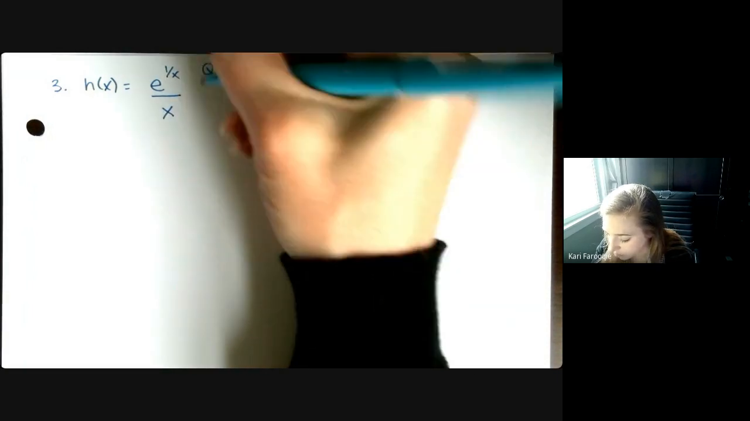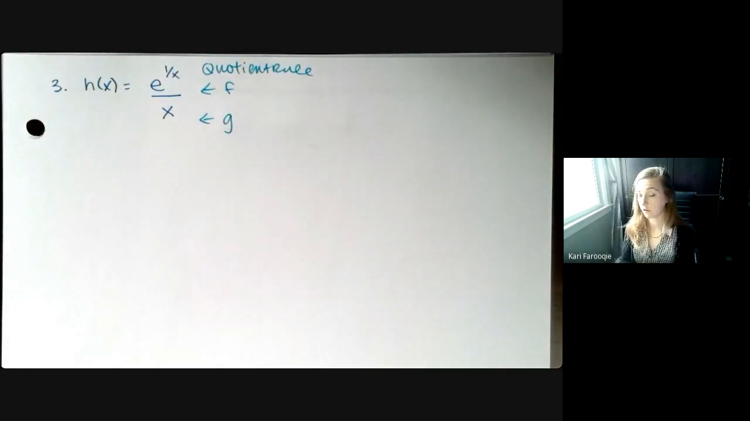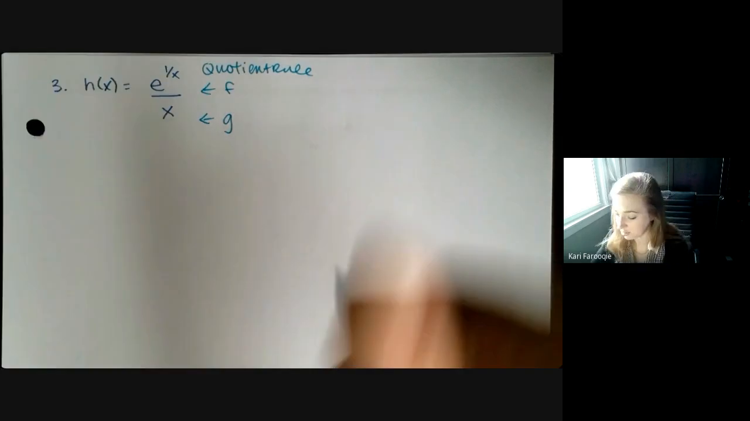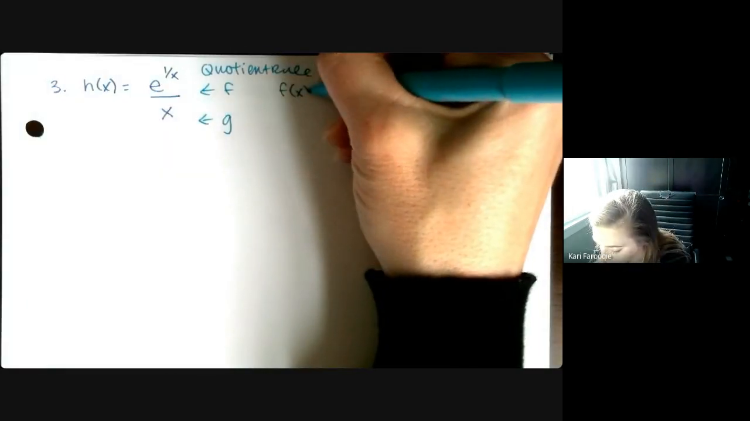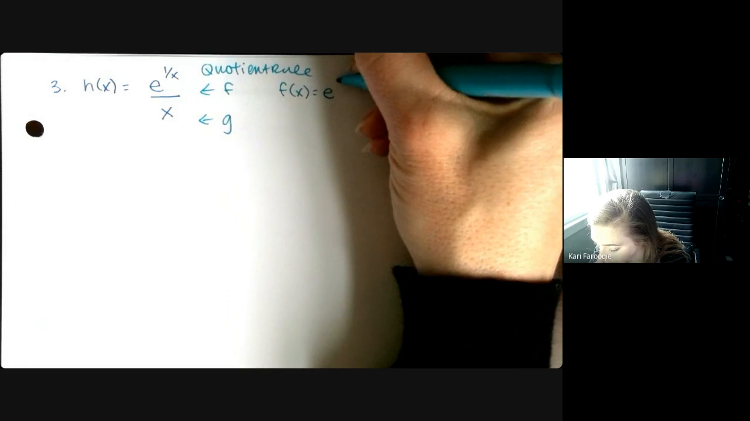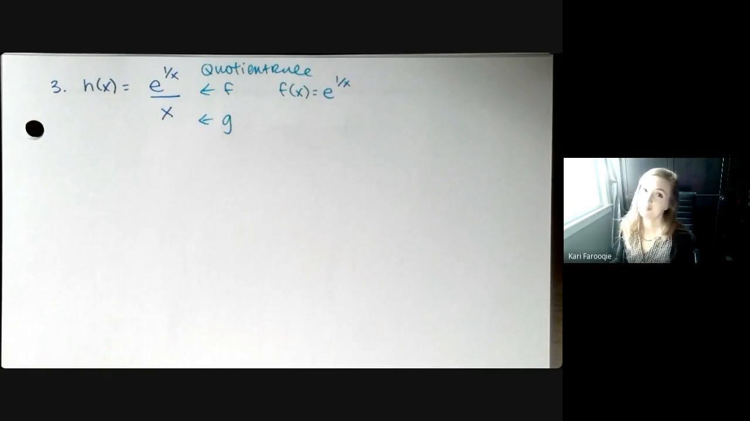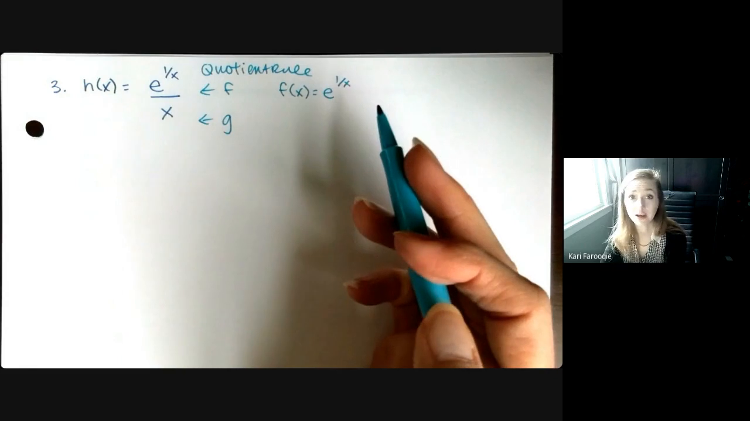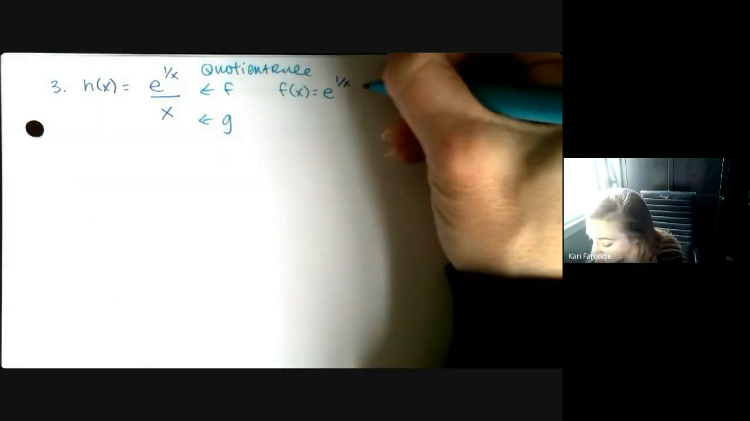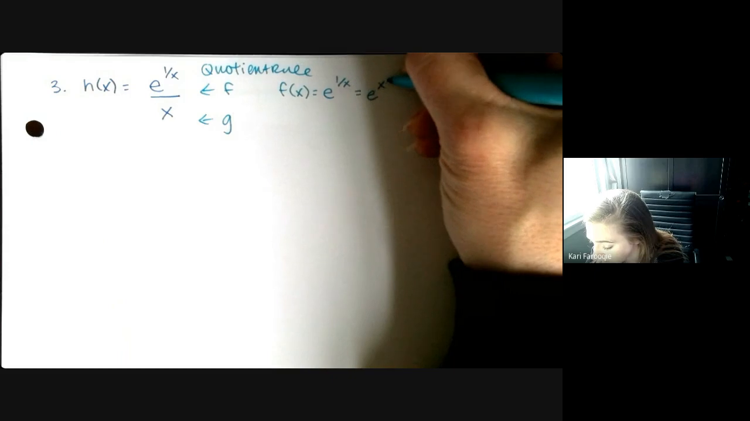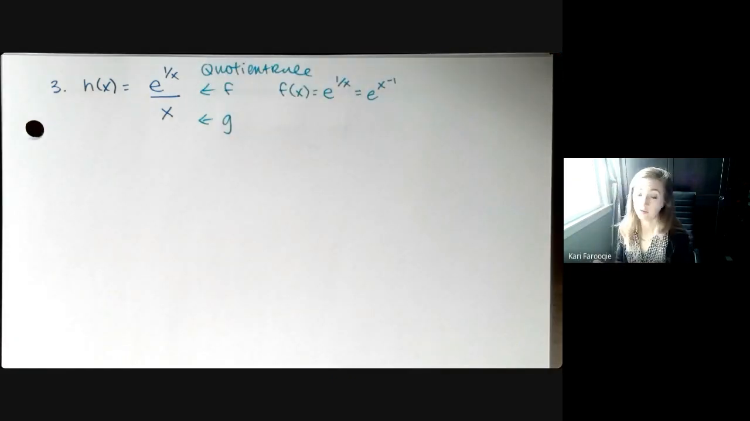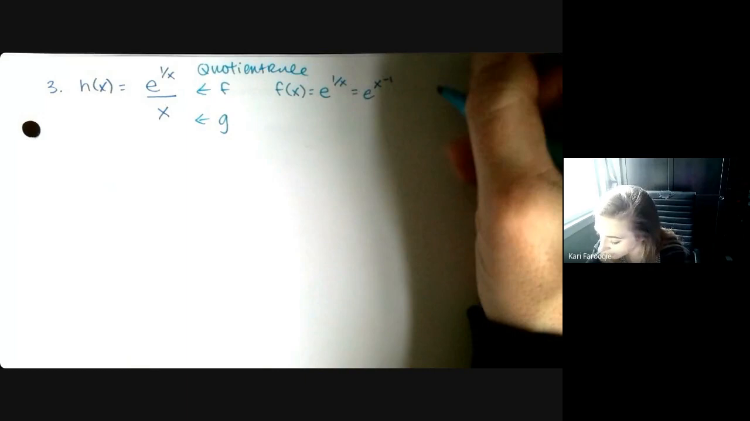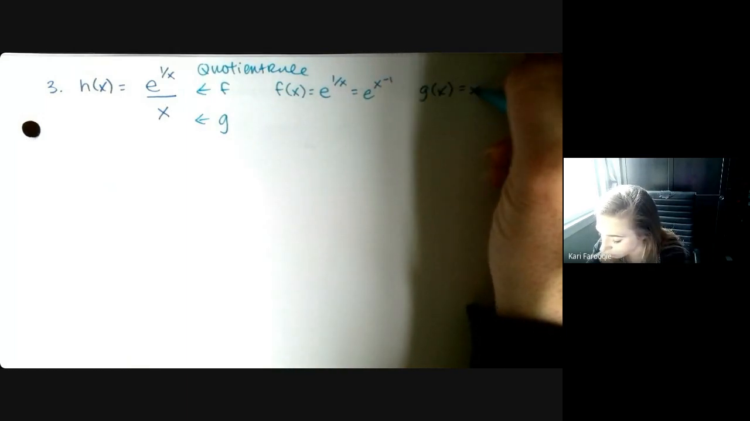All right, so to use the quotient rule, I'm going to go ahead and label these f and g. And then we'll go ahead and take their derivatives. You'll notice that when you label f as the numerator, e to the 1 over x, your f prime is going to need the chain rule because the derivative of e to the 1 over x is e to a function of x. You're going to have to use the chain rule there. So if you would like to rewrite this as e to the x to the negative first, that's fine too. And then your g of x function is just x.